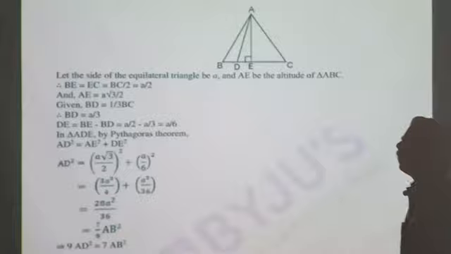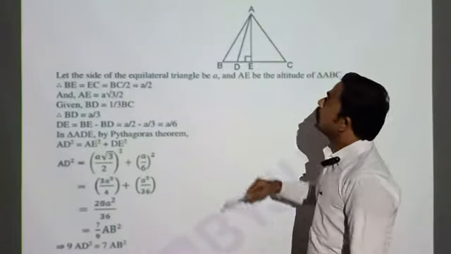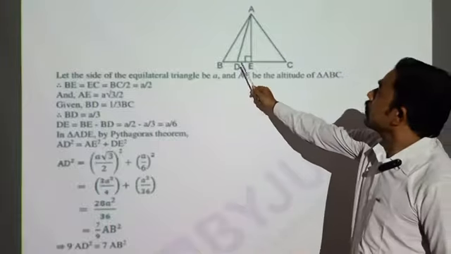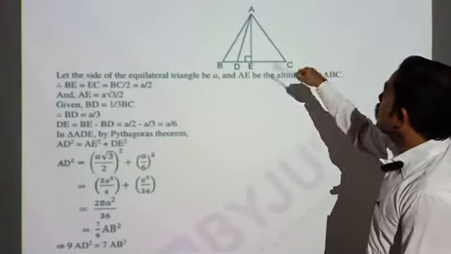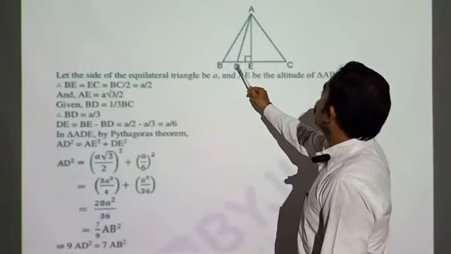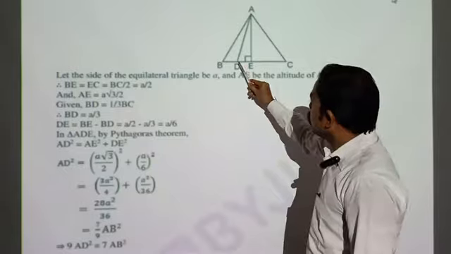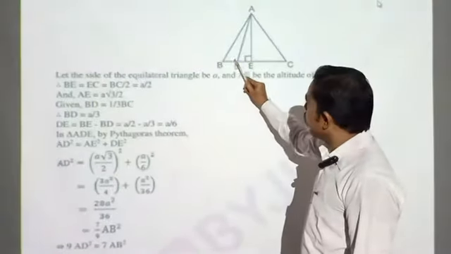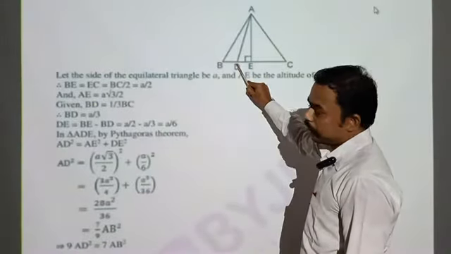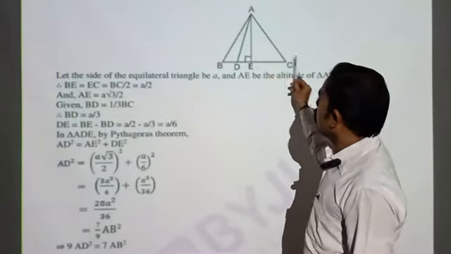Next problem. In an equilateral triangle ABC, D is a point on the side BC such that BD is equal to 1 by 3 of BC. So by this only we need to put the point D here. Why? It's 1 by 3 BC, so 1/3 of BC.